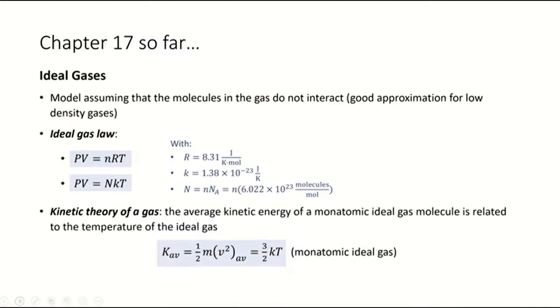Then we learned that the kinetic energy of an ideal gas is related to its temperature. The kinetic theory of a gas told us that the average kinetic energy, which in general is equal to 1/2 times the mass per molecule in your system, multiplied by the average value of those molecules' speed squared, is specifically equal to 3/2 kT when you have a monatomic ideal gas.